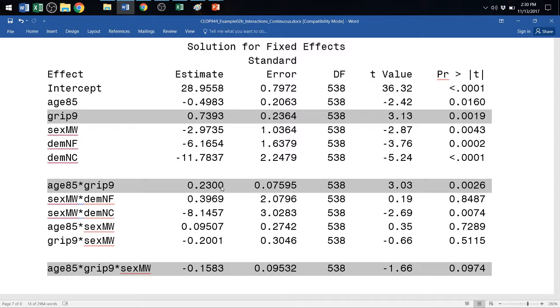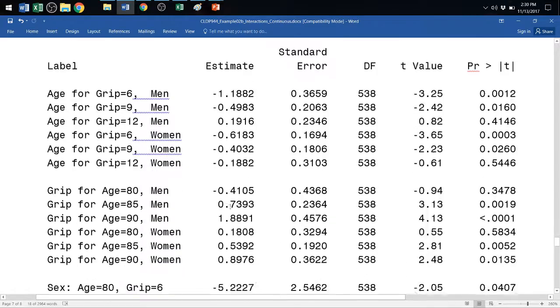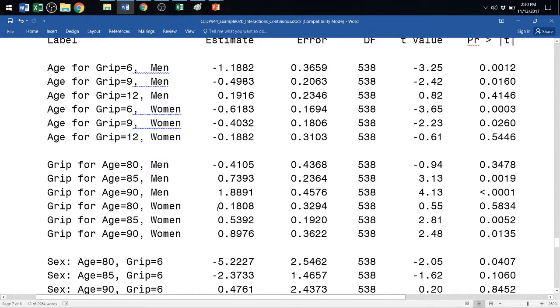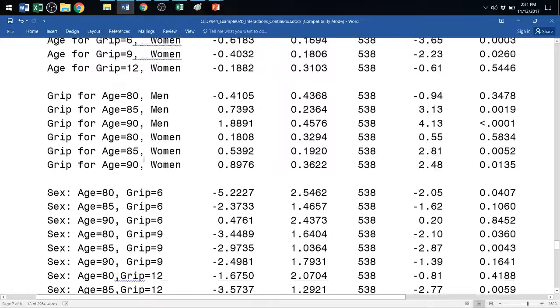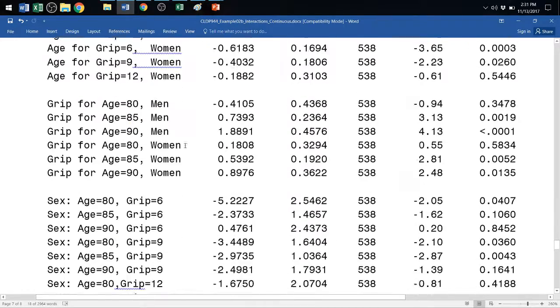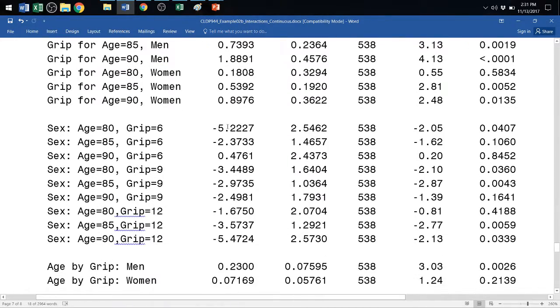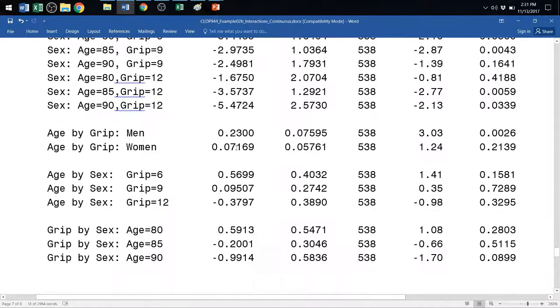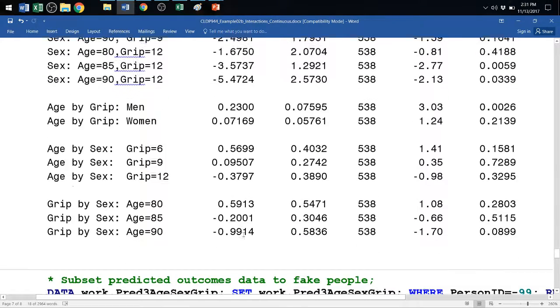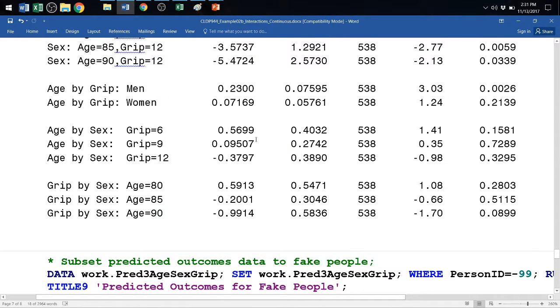But you get it though, it's algorithmic. What it is plus what modifies it. So you can ask for these predicted slopes for any combination of things that would help you figure out what the heck your story is. So here's all of my simple main effects of age, simple main effects of grip, simple main effects of sex, and here are my two-way interactions for different kinds of people.